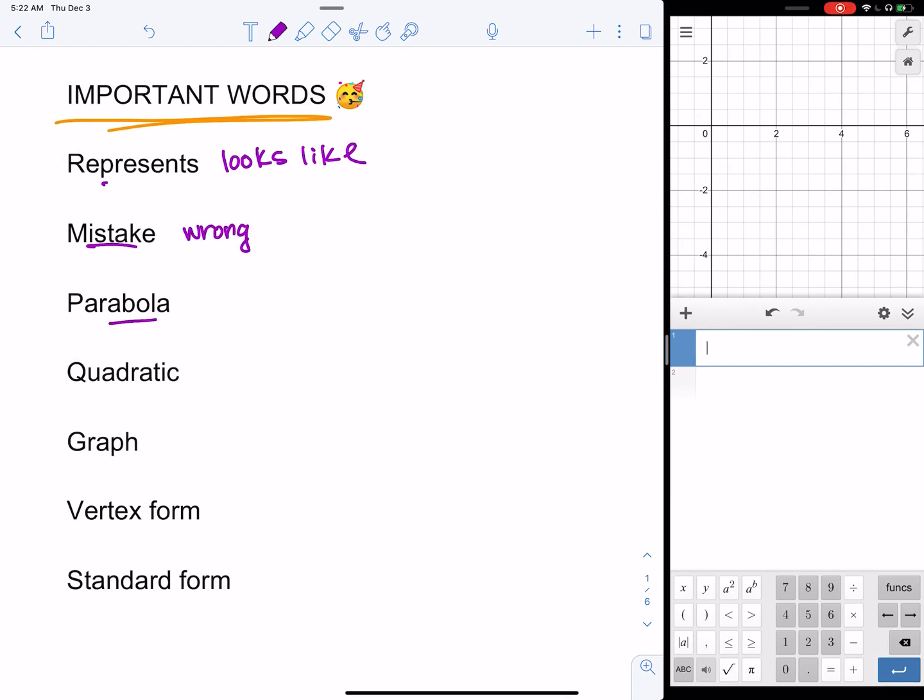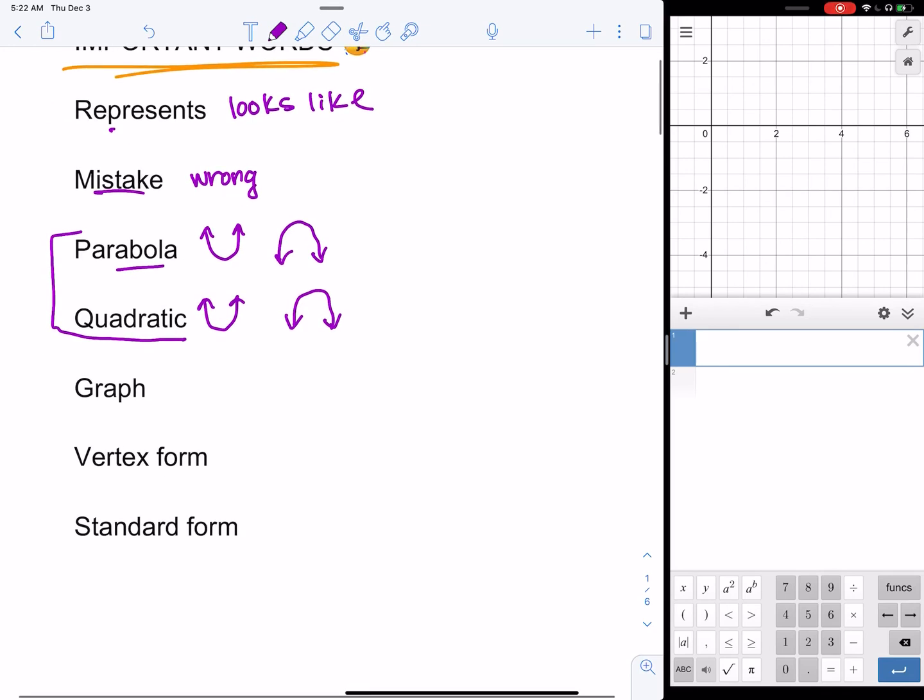Parabola, that is going to be a U-shaped graph like that. And it's funny because parabola and quadratic mean the same exact thing. So always remember, quadratic and parabola, same thing. Graph, y'all know what a graph is. It's the little graph we use every single day.